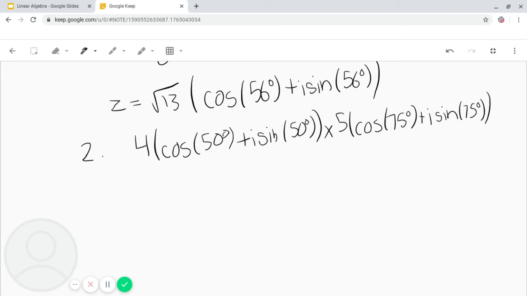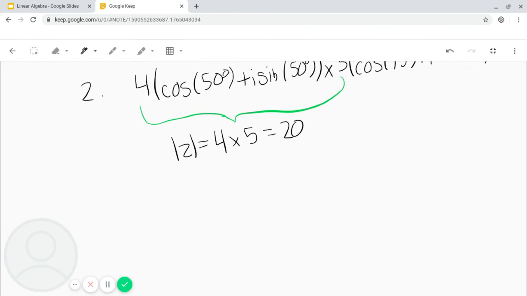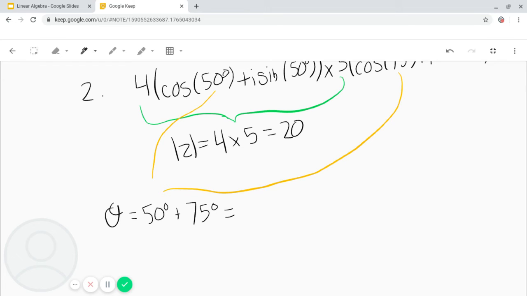So what we want to do here is multiply the moduli rather. So I'll take these down here. I'll say 4 times 5 equals 20, of course. And so we'll just write the modulus of z equals that. And then we want to add the arguments. So let me do this in a different color. Sorry, I should write theta equals 50 degrees plus 75 degrees equals 125 degrees.